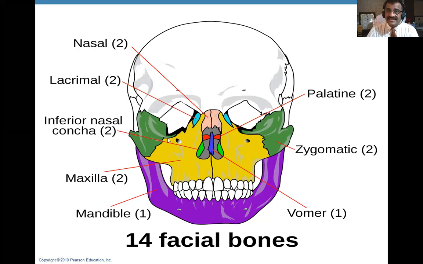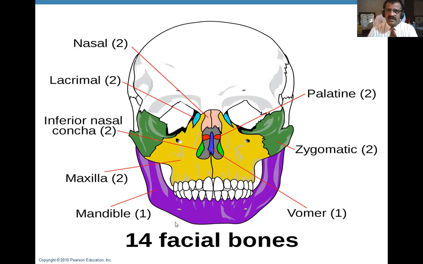And inside the nose, on the lower part, there is one. You can see this light green color, inferior nasal concha. It's called an inferior nasal concha. So there are 2 of them. We call them inferior nasal conchae. So altogether, the total number is 14, but if you go type-wise, they are 12 of them. 1, 2, 3, 4, 5, 6, 7, 8.